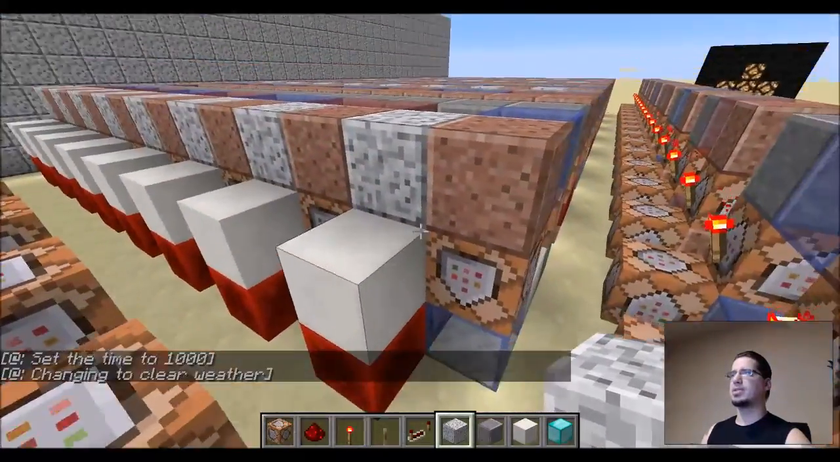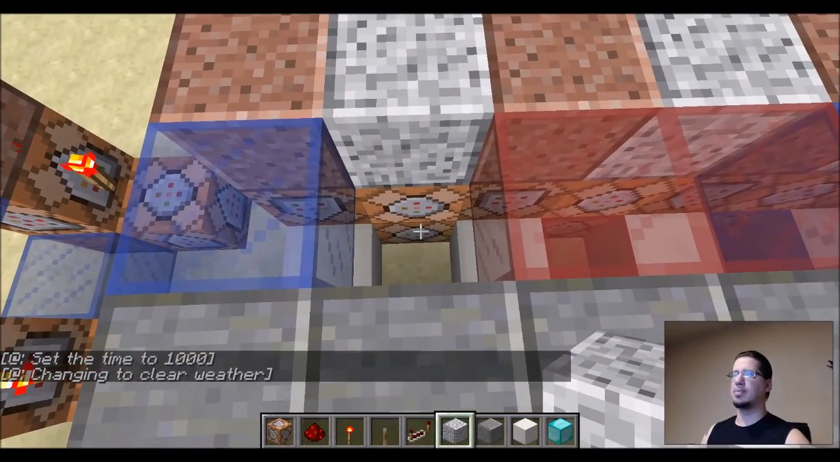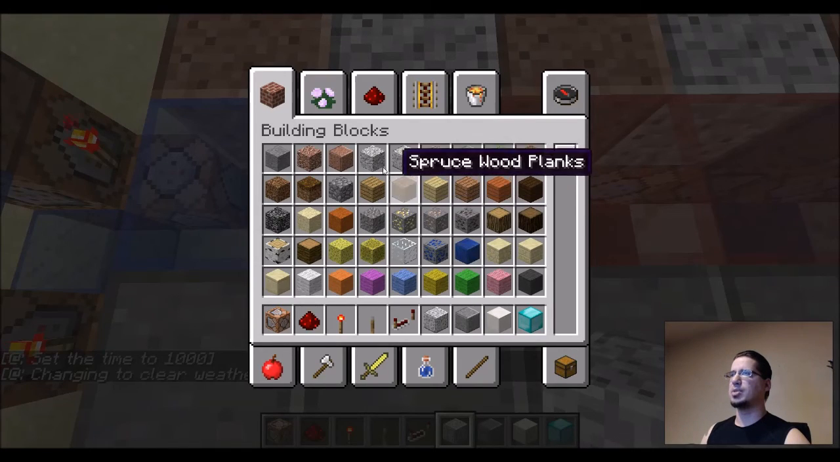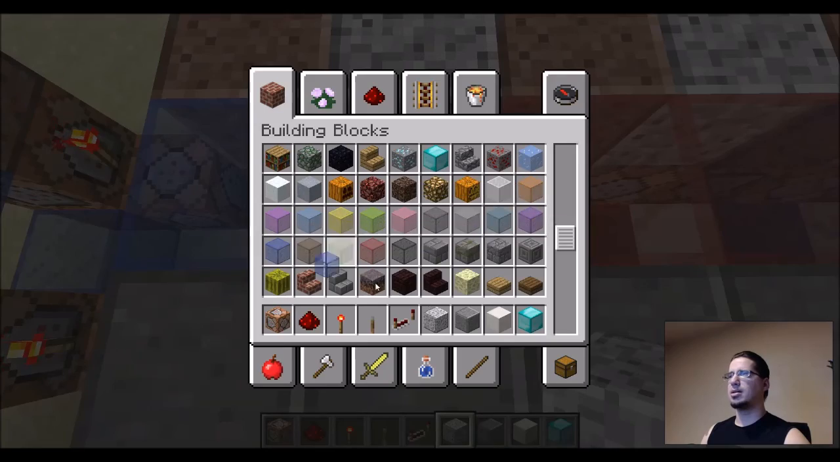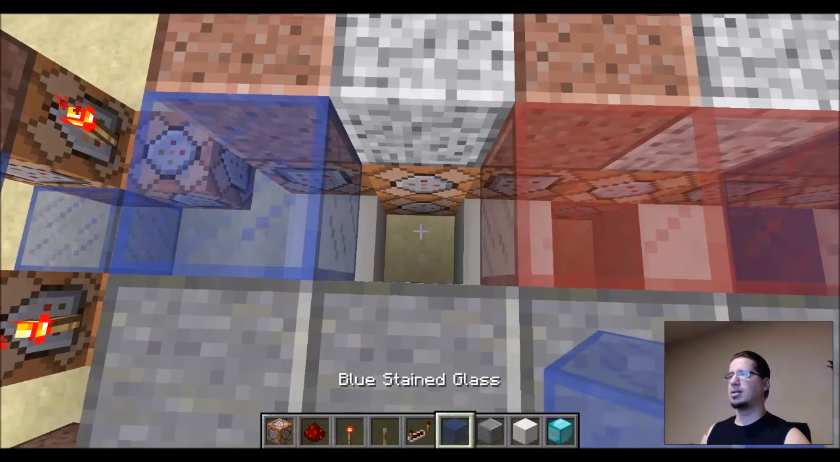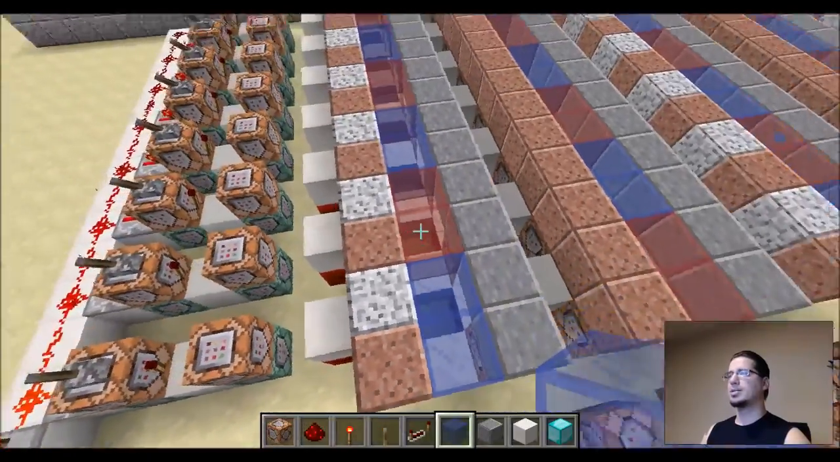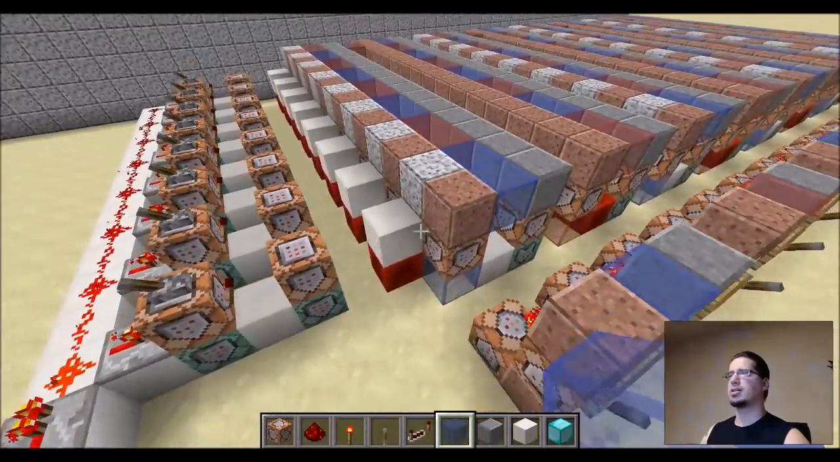Now, every single one of these memory locations have the same exact 2 boxes here. So nothing is different between these. I'm going to put my glass back. Okay. So that is how we get propagation from this side all the way over to there.